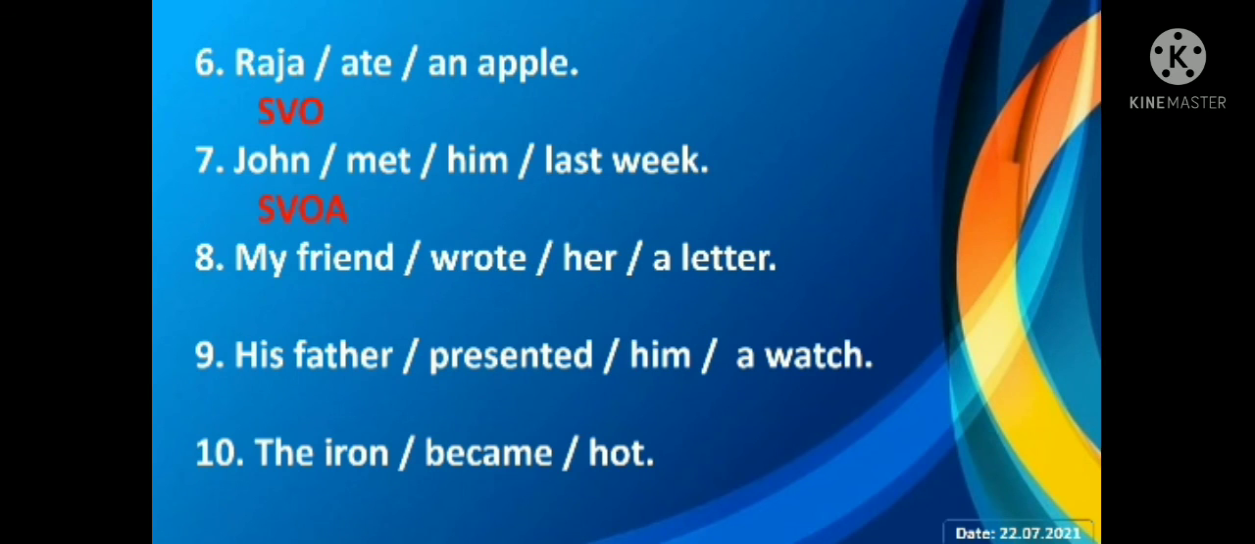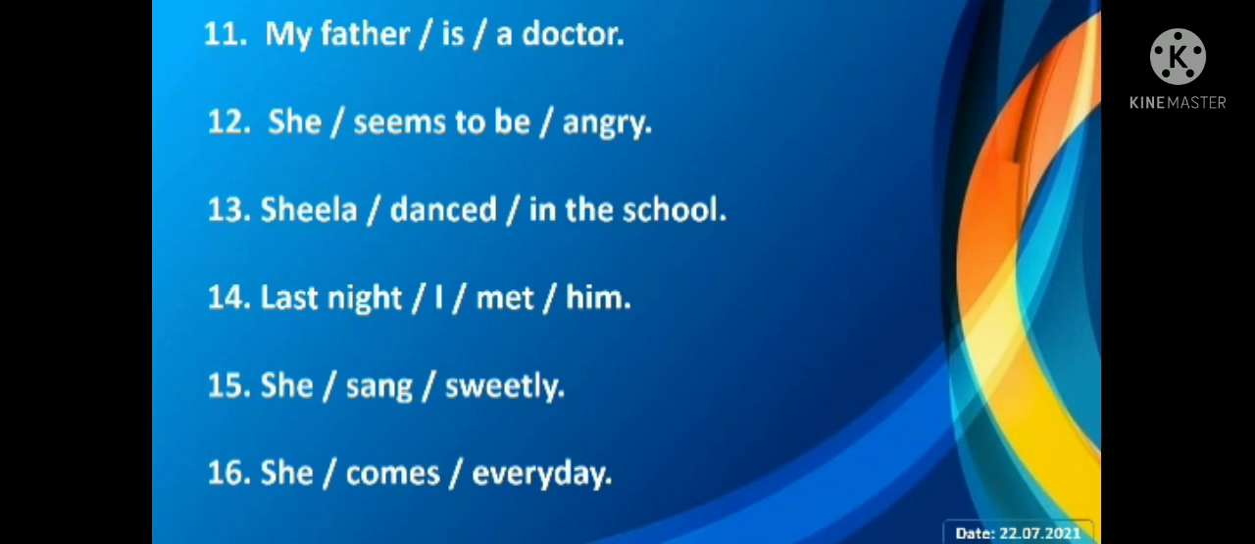Raja ate an apple. Subject, verb, object. John met him last week. Subject, verb, object and adverb. Last week indicates the time. My friend wrote her a letter. Subject, verb, IO, DO. There is an indirect object and there is a direct object. His father presented him a watch. Subject, presented is the verb, him is the indirect object, a watch is the direct object.